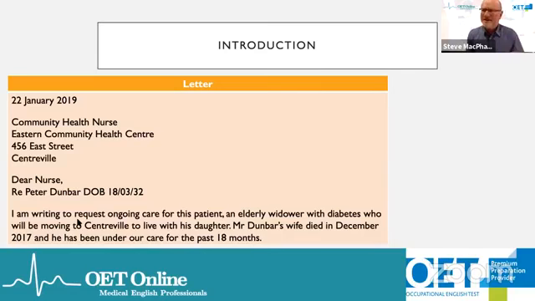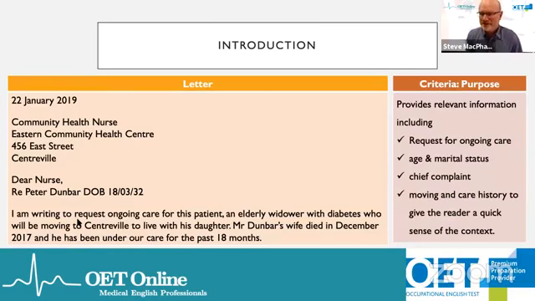So how does that relate to the updated criteria? Well, let's have a look. We have a criteria called purpose. So what is the purpose of this letter? Well, it's a request for ongoing care. And we can see in this example that we have requested ongoing care. So that's good. The reader knows that they have to provide ongoing care.